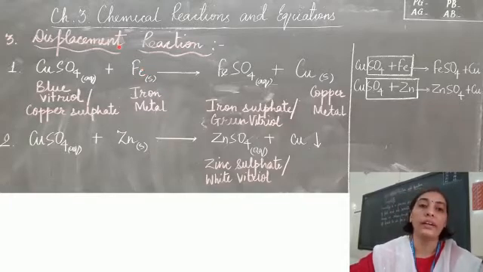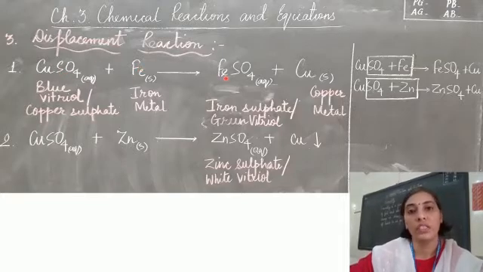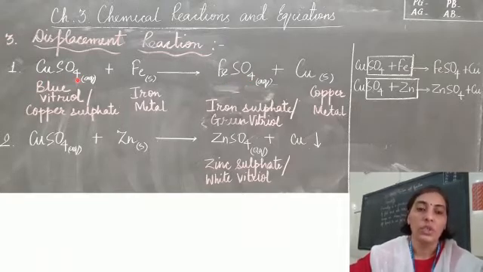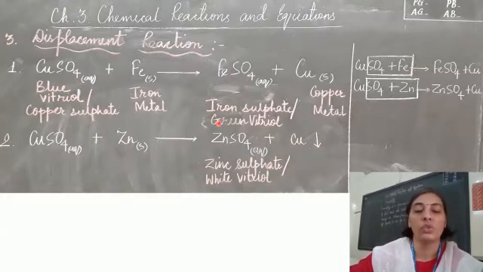So the more reactive metal displaces the lesser one by forming its ions. So iron combines with sulfate and results in the formation of ferrous sulfate or iron sulfate by displacing copper from the copper sulfate solution. So the two new products that we are getting are iron sulfate, which is also called green vitriol, and this is copper metal.